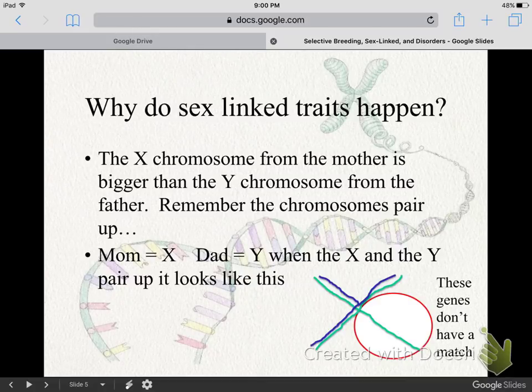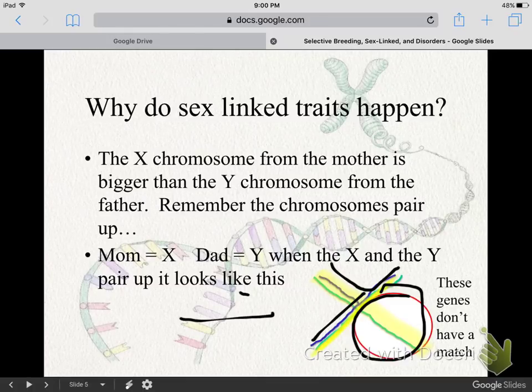So why do sex-linked traits happen? Why does this occur? The X chromosome from the mother is bigger than the Y chromosome from the father. Okay? So when you have your X chromosome, you'll see here, outlined in blue, or that light green color, there's the X chromosome. And then your Y is on top of it, right there. But it leaves this whole area that's in the circle right here where the genes don't have a match. There's extra space on the X that doesn't pair up with the Y. So your X chromosome from mom is bigger and carries and codes for more traits than the Y does. Okay? So keep in mind, mom is X and dad is Y. So when the X and Y pair up, it looks like this visual here showing you all this empty space where the X chromosome is coding for stuff and the Y is not.